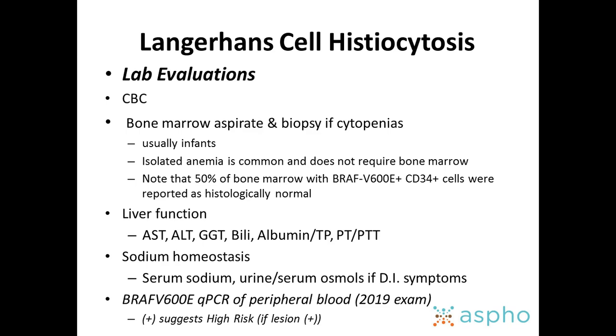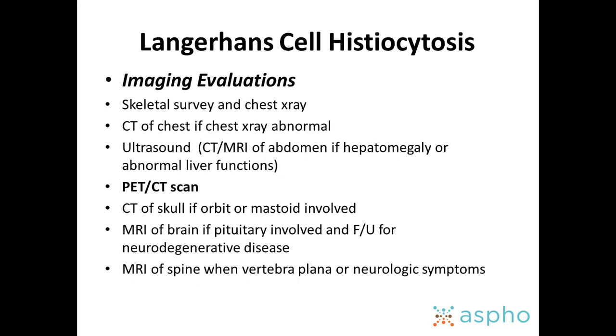Just doing a CBC, we do a bone marrow really only in babies or people with abnormal cell counts. Liver function, sometimes we'll uncover liver involvement. It's important to at least ask questions around the ability to handle fluids and sodium because of the risk of diabetes insipidus. I think BRAF V600E circulating cells with the mutation will be something that probably will become clinically important, but I doubt we'll make it to this exam. But if you have circulating cells detected, it's a risk factor for poor outcome and high-risk disease.